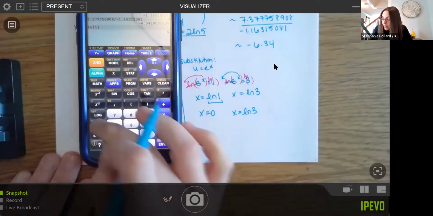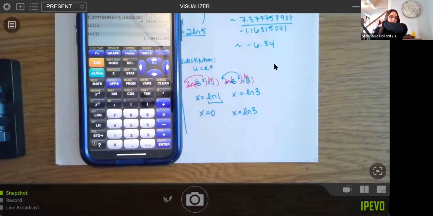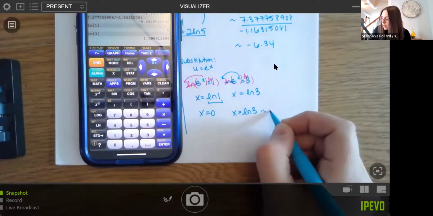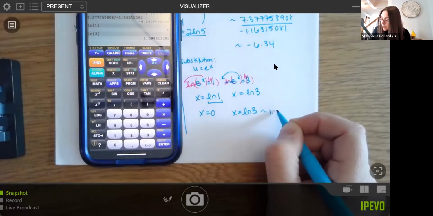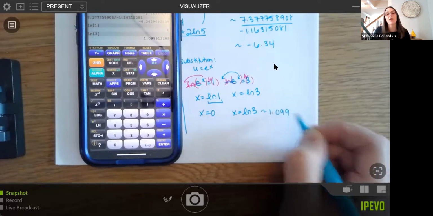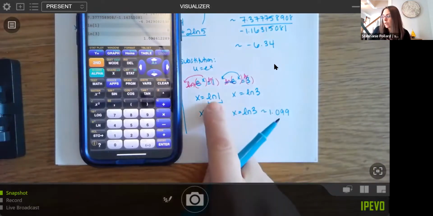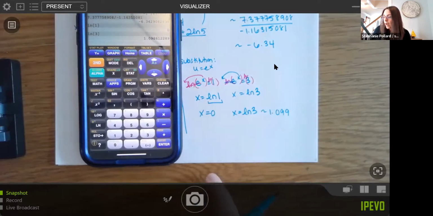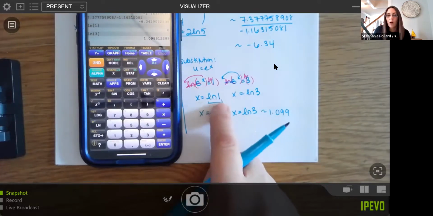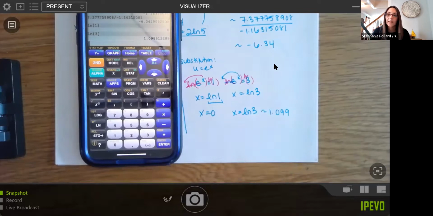Now, natural log of 3 is just a, excuse me, a decimal value. So I can leave it as natural log of 3, or I can round it to about, let's say, 1.099 here if I want a decimal approximation. But do check at the end, see if there's anything else that you can do to simplify. Remember, whenever you have a log and that value is 1, you're going to have a 0 because it's the 0 exponent that gives that 1 value.